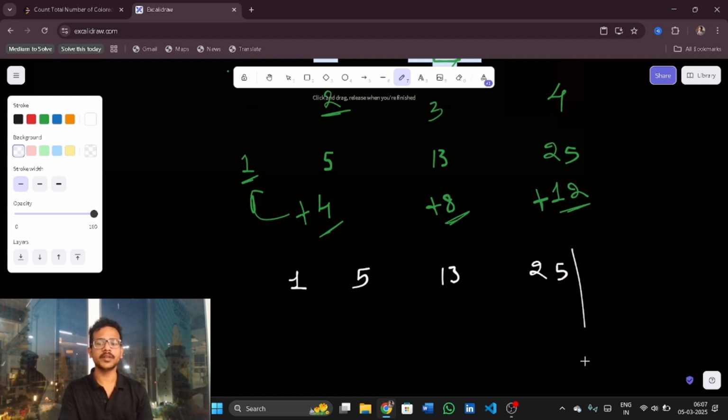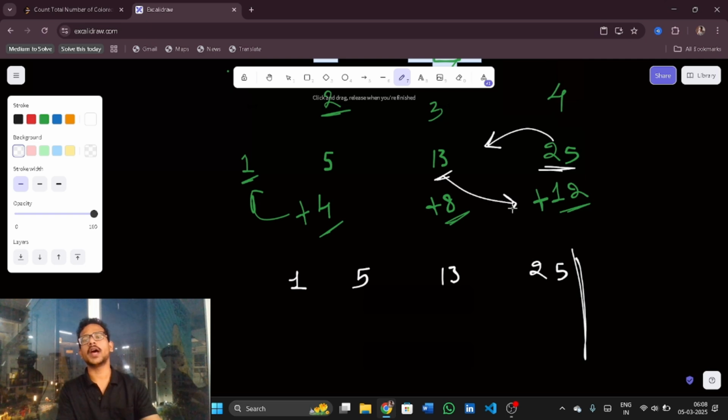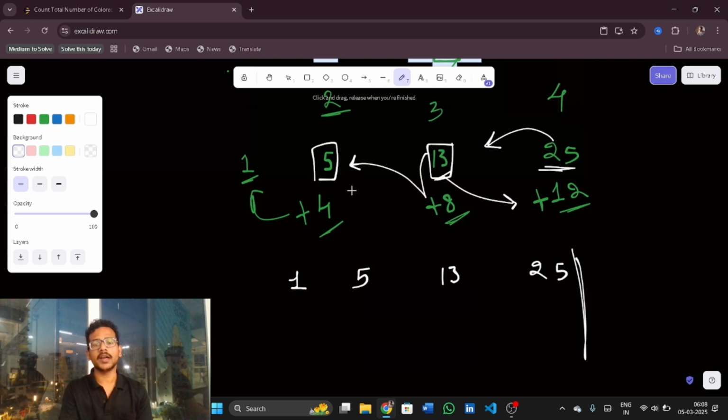So when I come here, what are the things? How can I get this 25 is my question. To get from the previous one, which is 13, we need to add 12, which is 4 minus 1, 3 into 4. I am adding that to my previous count. How do I get this previous count? For this I need to add 8 to my previous count. Now how do I get this 5? I need to add 4 to my previous count. Every time I am adding 4 and then 8 and then 12.